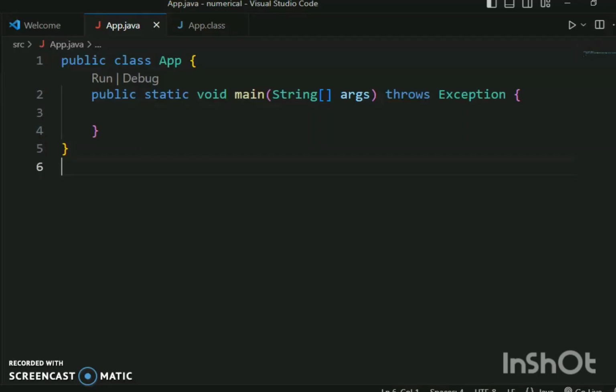So friends, let's start a Java program with VS Code, Visual Code. You have already seen that I have already written the public class App, then curly braces, and run debug. Public static void main(String[] args) throws Exception. This is the first line.